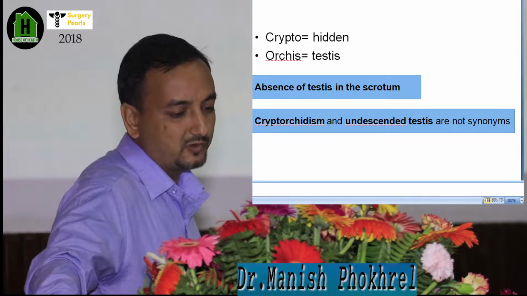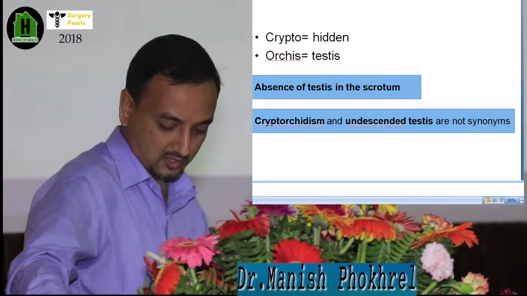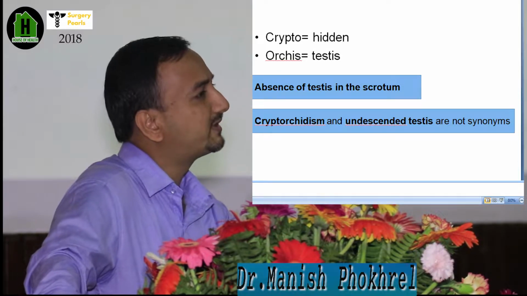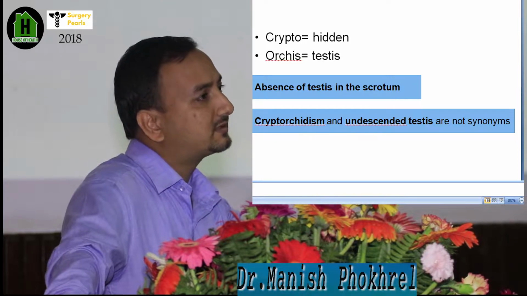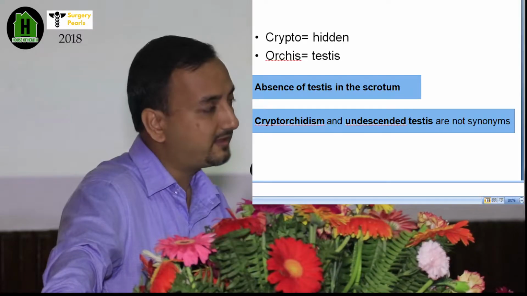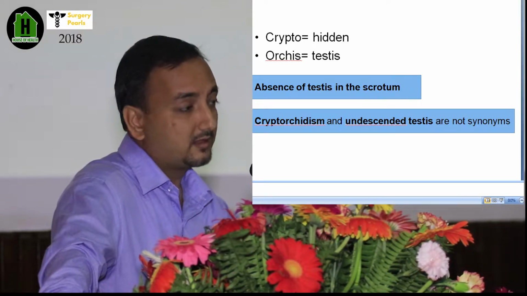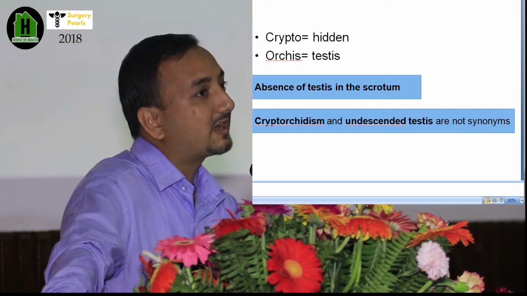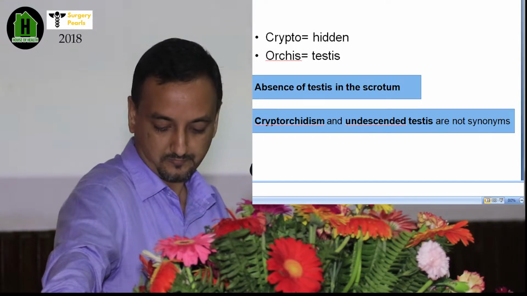So as you all know, crypto is hidden and orchis is testis. So it means that there is an absence of testis in the scrotum. But this does not always mean an undescended testis. By the end of this class you will know that cryptorchidism and undescended testis are not synonyms.